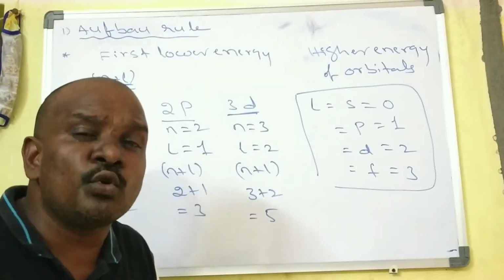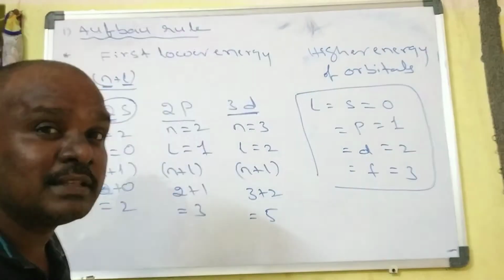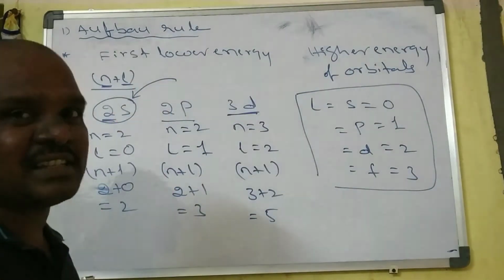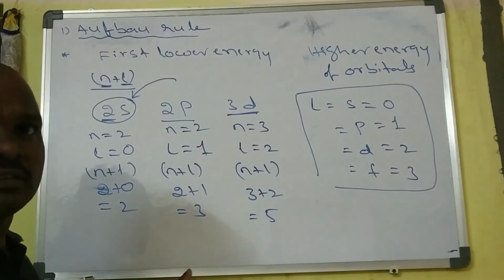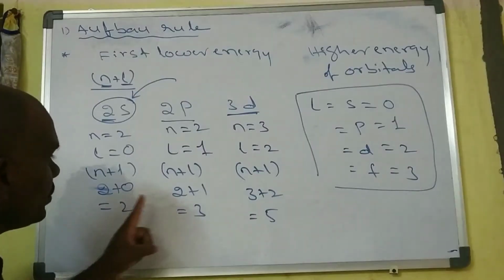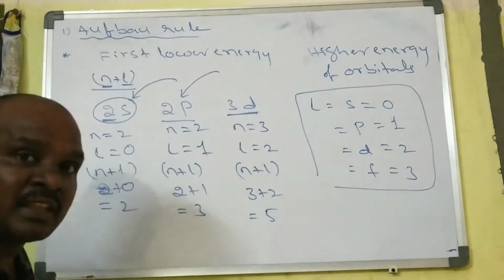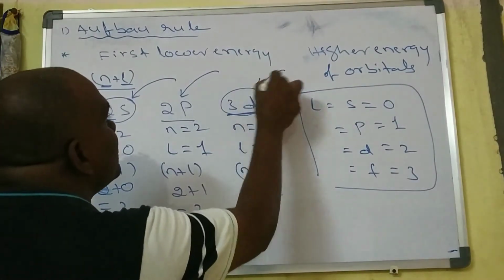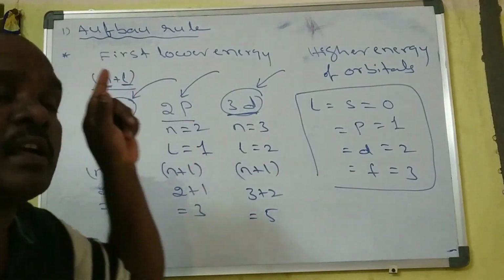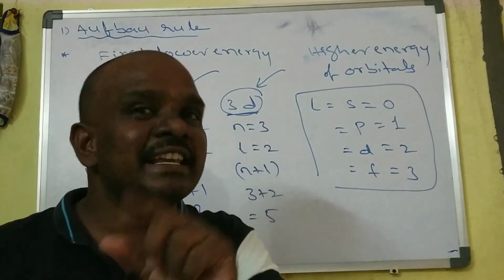Which orbital has the lower N plus L value? The 2s orbital has the lower N plus L value. That's why the electrons enter into the 2s orbital first. After 2s, which orbital do the electrons enter among these three? After 2, 3 is next, so the next electrons enter into 2p. Later the electrons enter into 3d. So 2s has lower energy than 2p, and 2p has lower energy than 3d. This is the N plus L rule, that is case 1.